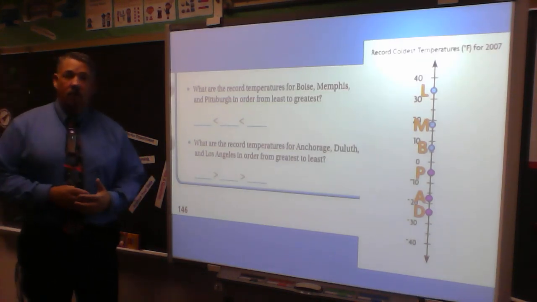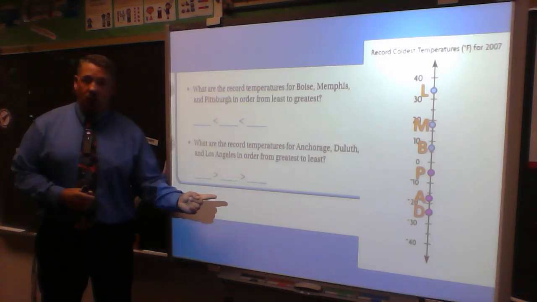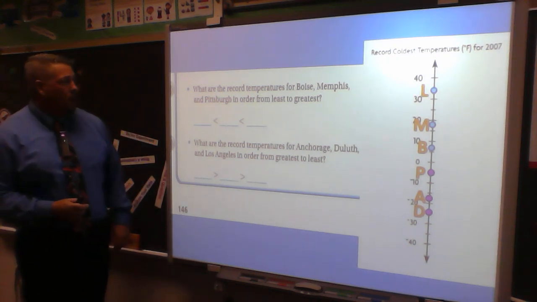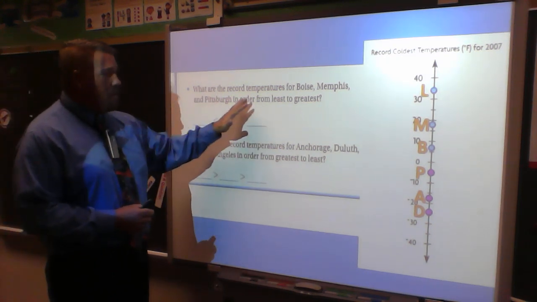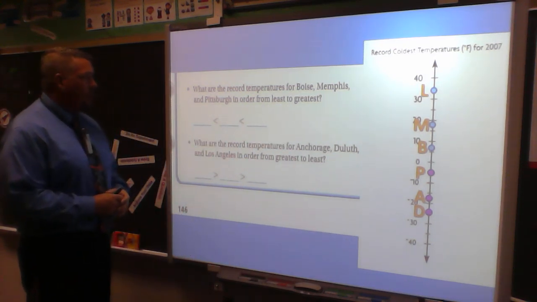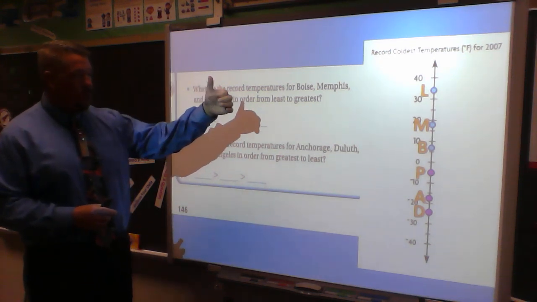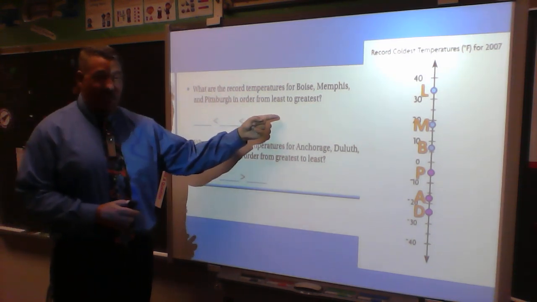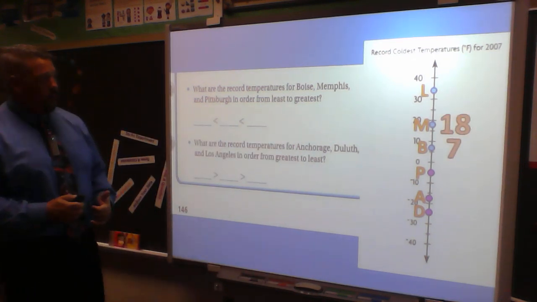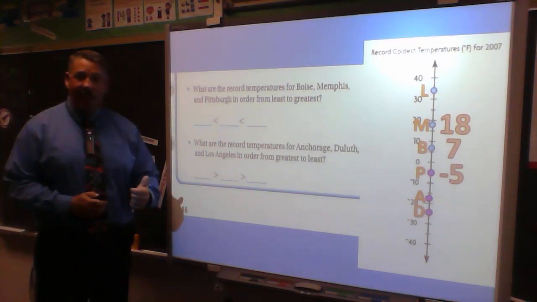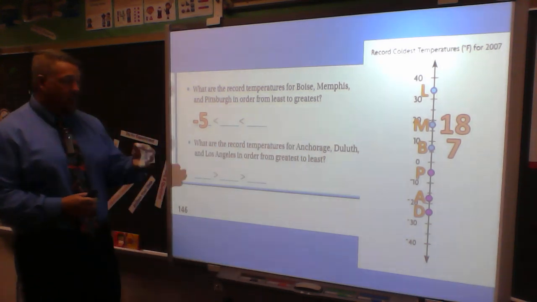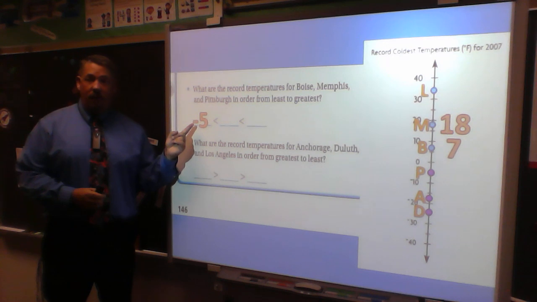So now on these, notice I have arrows pointing to the left, and down here I have arrows pointing to the right. The directions are usually going to be very specific as to what they want. I don't have any numbers written down there, so I'm going to actually put the numbers on each of the 3 that we do for these, so you can see specifically which ones we're talking about. But this one says, what are the record temperatures for Boise, Memphis, and Pittsburgh in order from least to greatest? So my Boise is a +7, my Memphis is 18, and my Pittsburgh was at -5. And then I have to put them in order from least to greatest. So I start with my smallest one, -5.